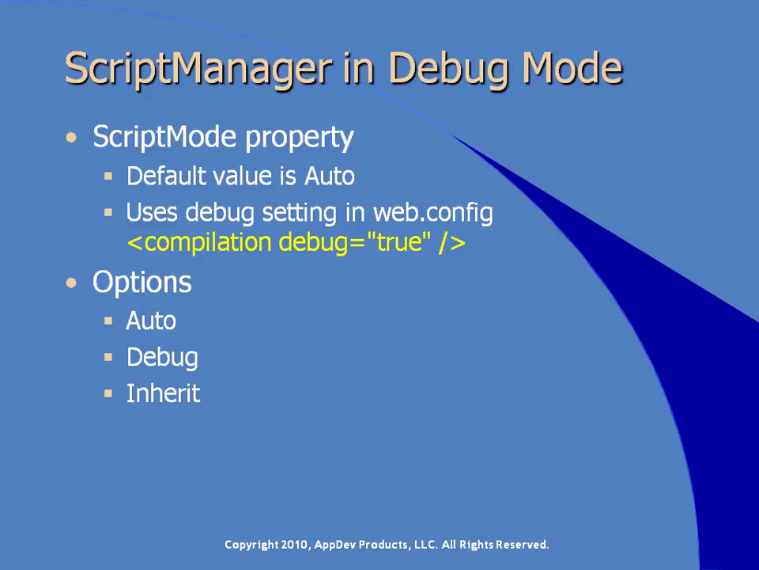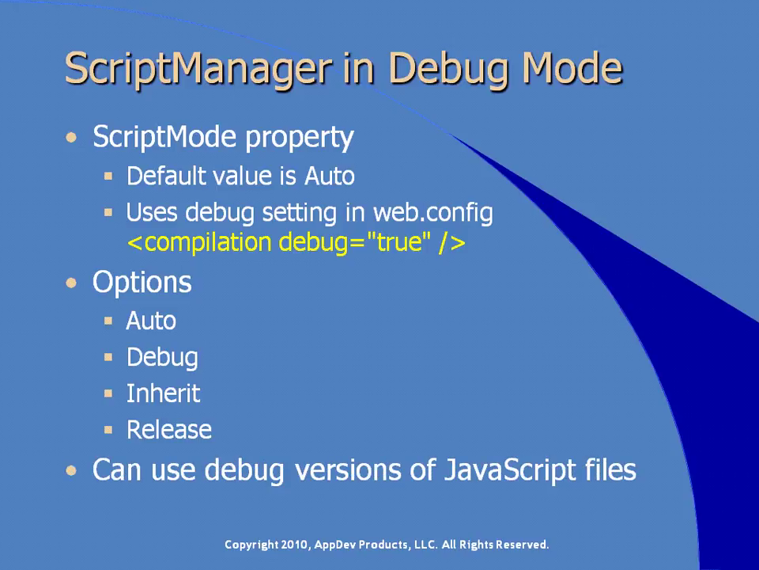Inherit is another option, and this uses the debug mode setting from a parent Script Manager proxy or a Script Manager control. And then finally, there's the release, which renders production scripts. If Script Manager or Script Manager proxy is set to render in debug mode, it first checks for the existence of those special JavaScript files that I mentioned. And those have a name in a particular format, such as myscript.debug.js. The production version of that file would just be myscript.js.